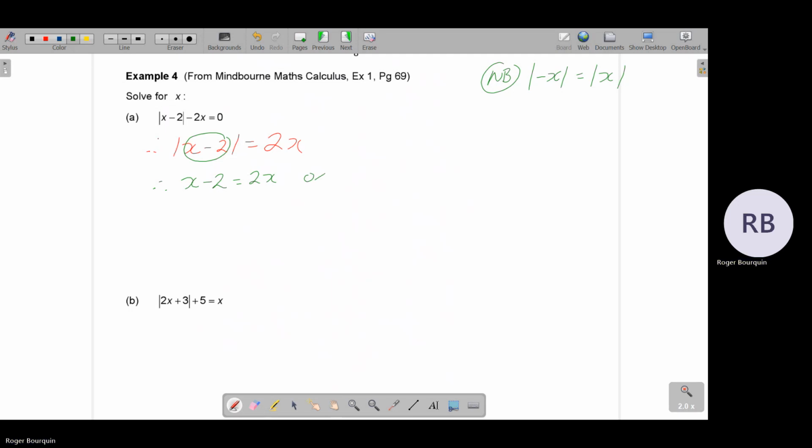Or x minus 2 could be 2x, or that could be negative 2x, because the absolute value of negative 2x is the same thing as the absolute value of 2x. So x minus 2 is equal to 2x, or x minus 2 is equal to negative 2x. Right, go solve both of them separately.